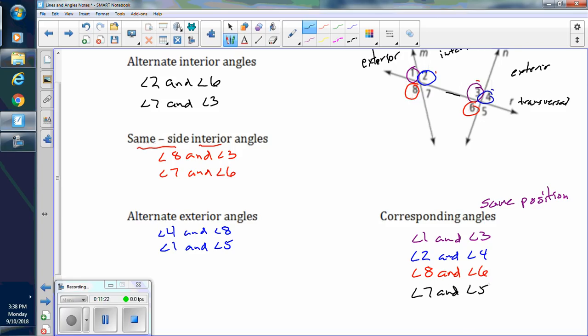So corresponding angles, there are going to be 4 pairs of them, means they're in the same position. So if you think of it as a traffic intersection, the top left corner with the top left corner, the bottom right with the bottom right.